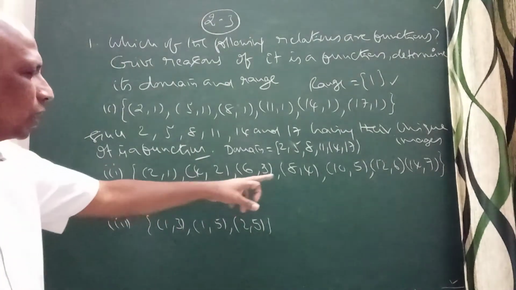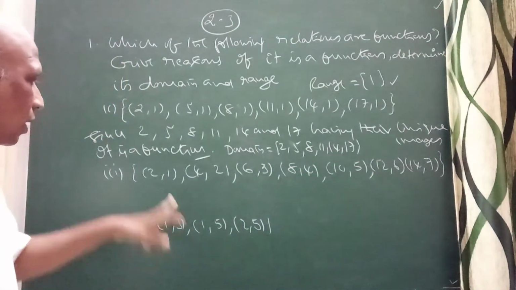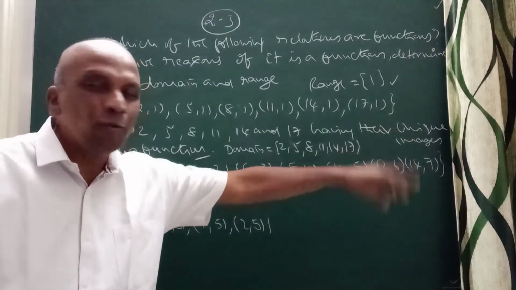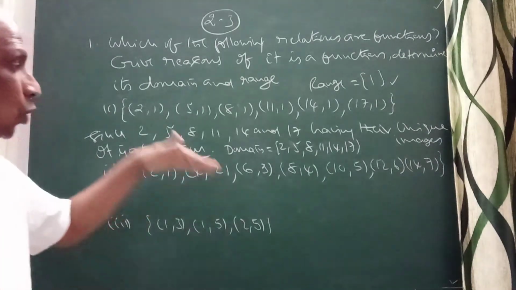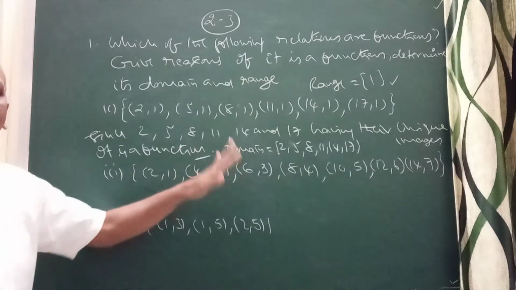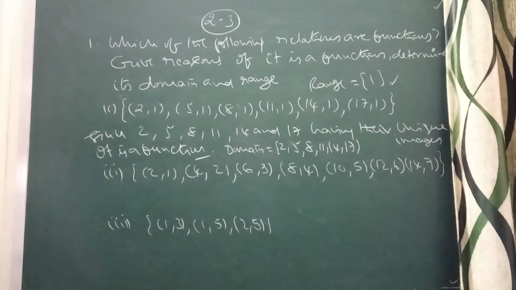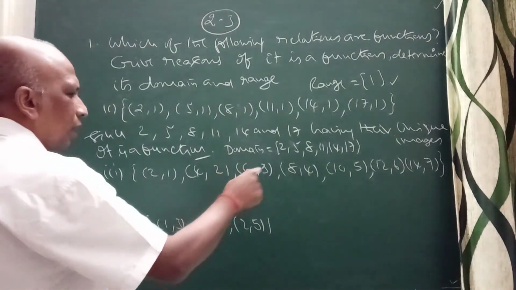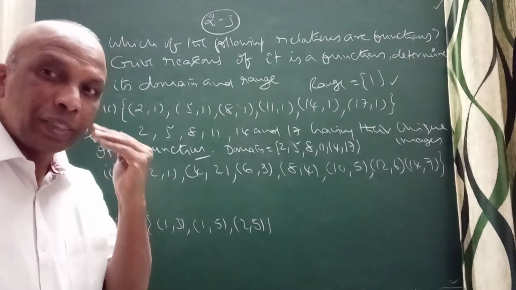(2,1), (4,2), (6,3), (8,4), (10,5), (12,6), (14,7). Here also the same thing. Since 2, 4, 6, 8, 10, 12 and 14 have their unique images, it is a function. Since it is a function, we can write domain and range. Same reason you can write: since 2, 4, 6, 8, 10, 12 and 14 have their unique images, it is a function.